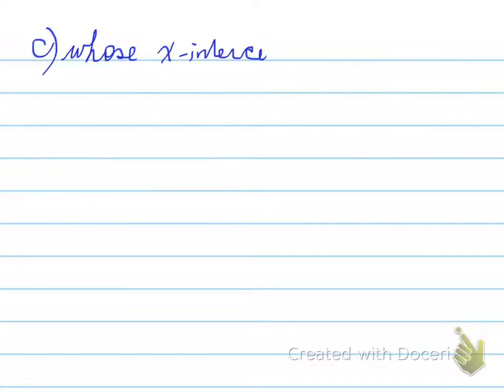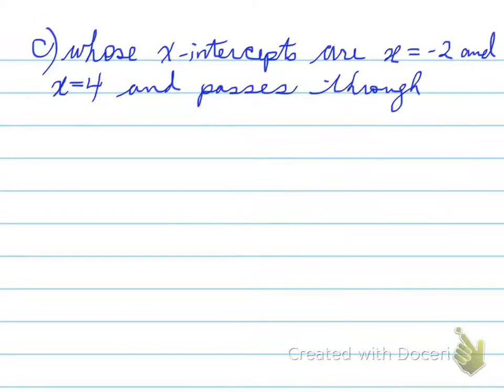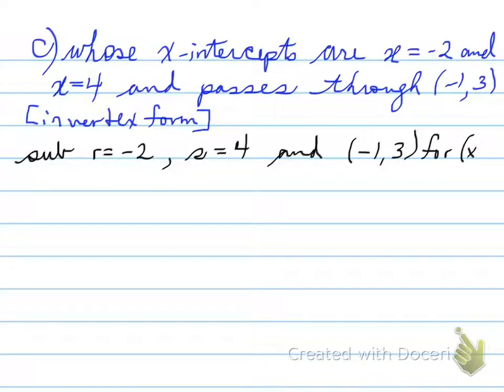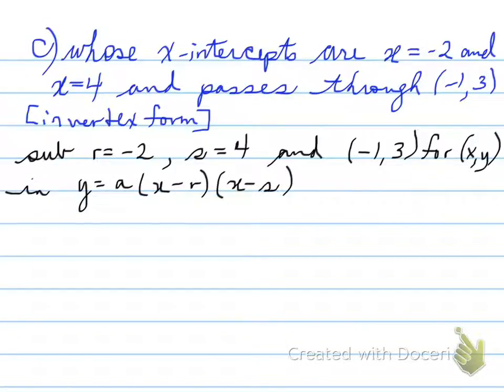Part C, whose x-intercepts are x equals negative 2 and x equals 4, and passes through a point negative 1, 3. And you want this equation in vertex form. What does that mean for us? Well, again, you need to state what you're going to be doing. Just a quick statement. So the statement will be sub r equals negative 2, s equals positive 4, and the coordinates negative 1, 3 for x and y. And we're plugging it into the equation in factored form this time.